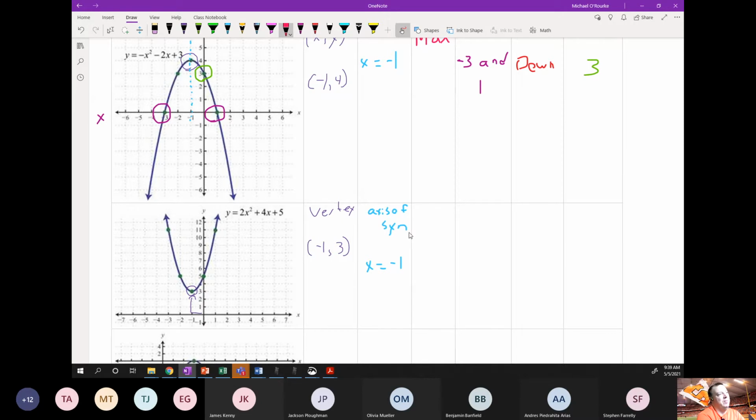What do we have here? A max value or a min value? Minimum. Perfect. Next one's x-intercepts. What's my x-intercepts for this graph? And Michael, you can't answer anymore either. Who can tell me my x-intercepts?